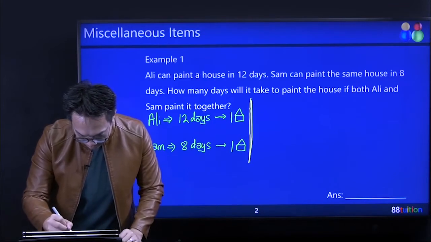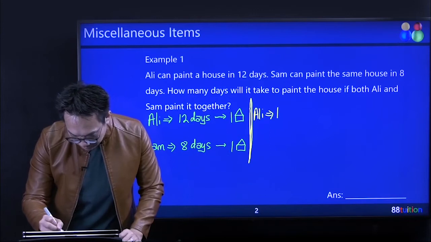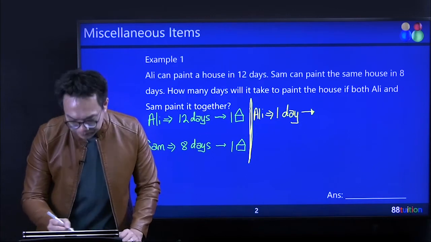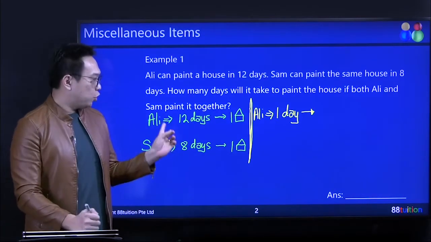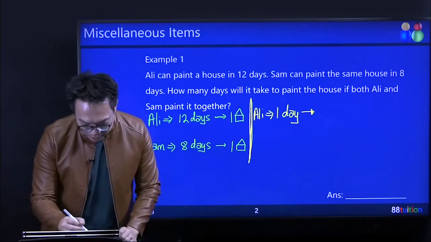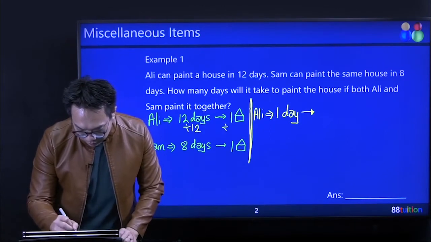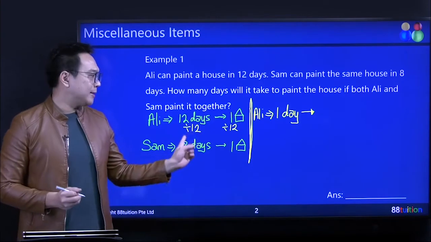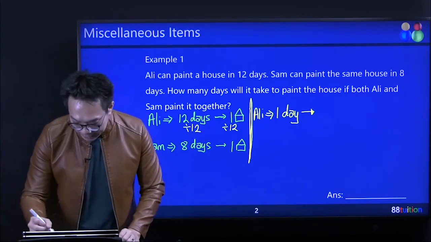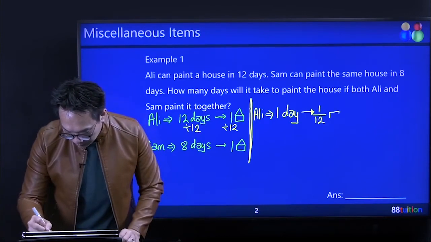So for Ali, I want to find 1 day, the time frame, 1 day. How many parts of the house can be painted? Can you see? So 12 days to paint 1 house. I want to find 1 day. What must you do? Divide by 12 here. What must you do the other side? Divide by 12. Whatever you do on one side, you do on the other side. Fairness, right? You know this. Right? So 1 divided by 12 can be written as 1 over 12 of the house. Okay?